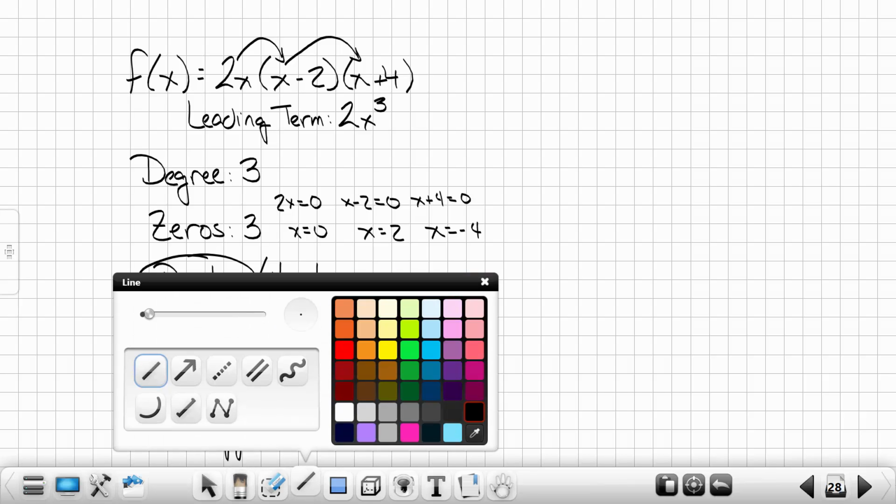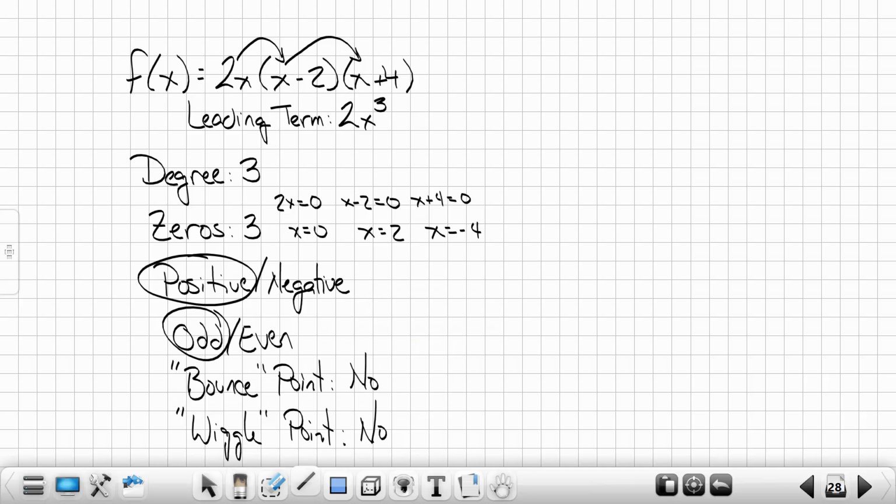So, earlier on in my notes, when I told you guys to write notes, I said a bounce point occurs where a factor has an even exponent, and a wiggle point occurs where a factor has an odd exponent. And I didn't clarify on that. I did it third period. I just recalled right now. But 1 doesn't count as an odd exponent on this one. I want odd exponents greater than 1. So 3, 5, 7, 9, all those ones. 1 does not count when I'm talking about odd exponents.